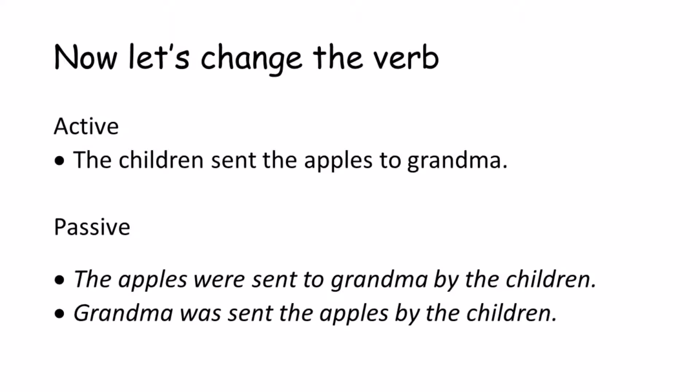And when you look at this one, what you can do is you can swap them round. So when we make it passive, you can either say the apples were sent to Grandma by the children. Notice that one is were. Always remember that. I know you're a higher level learner, but these weres and wases always get people confused. So plural, the apples were sent to Grandma by the children. Grandma was sent apples by the children.